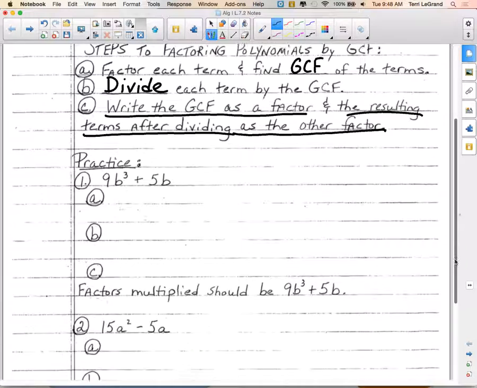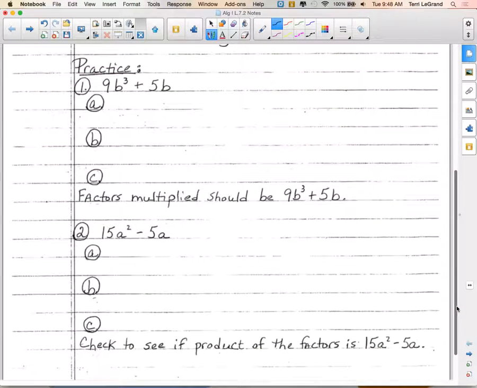Okay, so let's practice in number 1 here. We have 9b cubed plus 5b. Here's how we're going to show work, and I think this is kind of how they did it in lesson 7.1. We're going to write each of those terms, giving each of those terms their own line here in step A. We're going to factor each of those terms out. We're going to say, okay, what is the prime factorization of this particular term?